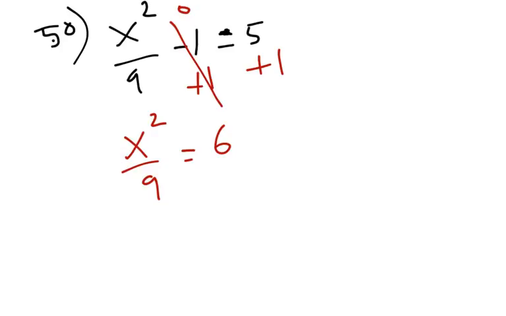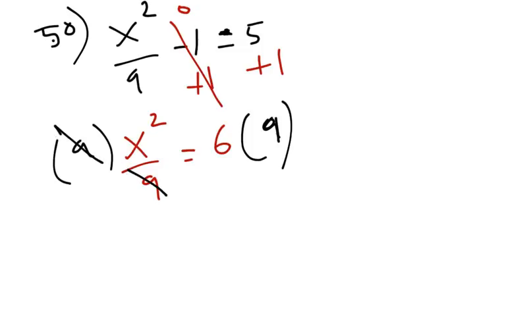The x squared is not by itself yet. I need to get rid of that 9. This 9 is dividing the x squared. Because it's dividing the x squared, the opposite is to multiply. Whatever you do on one side, you do on the other side. The reason I multiply is because now this 9 will cancel with this 9, and my x squared will be by itself. 6 times 9 is 54.